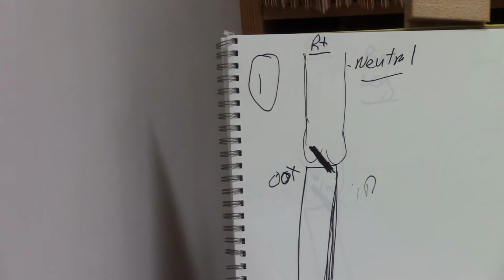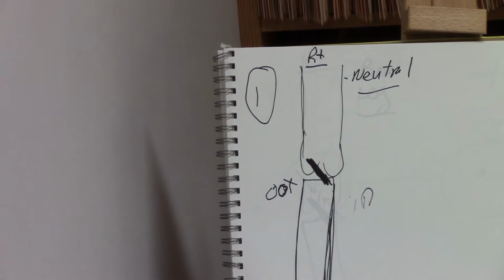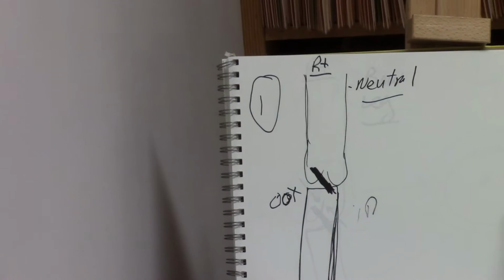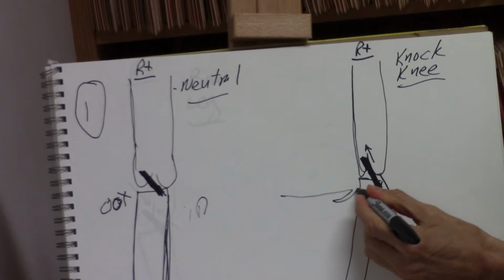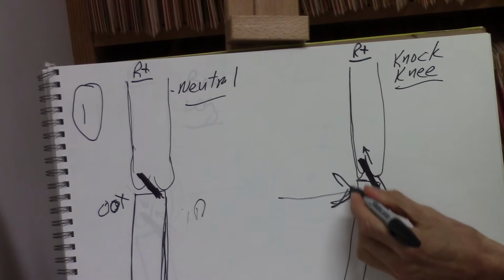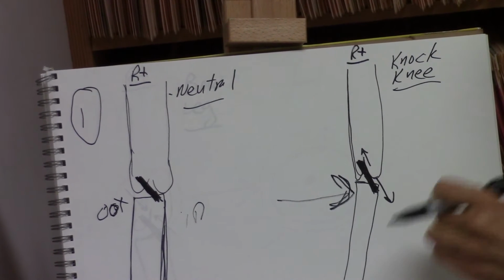Now, the interesting thing is that the ACL in a knock knee will be separated each end from each other because the knee is knocking in. Now, what this does is that it produces a constant strain load on that ACL.